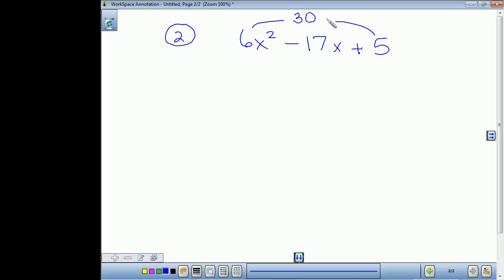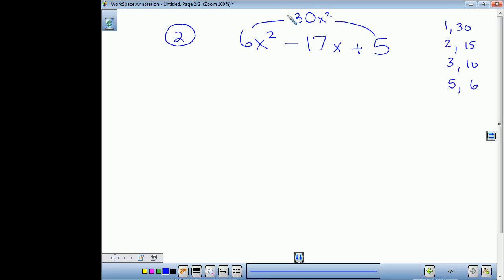So let's come over here. You really can think of it as 30x squared because we're multiplying this term times this term, but we're just focusing on these numbers. So we're asking ourselves, what can I multiply to get 30? So let's think about my factors of 30. 1 and 30, 2 and 15, 3 and 10, and 5 and 6. Those would be all my factors.